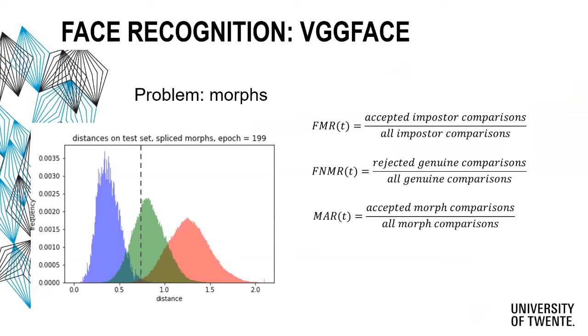So this is a problem. This has been shown in other research. This is an idea that was proposed by people from the University of Bologna in Italy. And it has been shown since then that many, many face recognition systems are vulnerable to this kind of morphing attack, what we call a morphing attack.